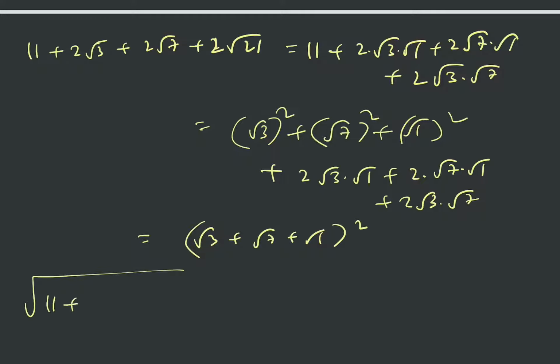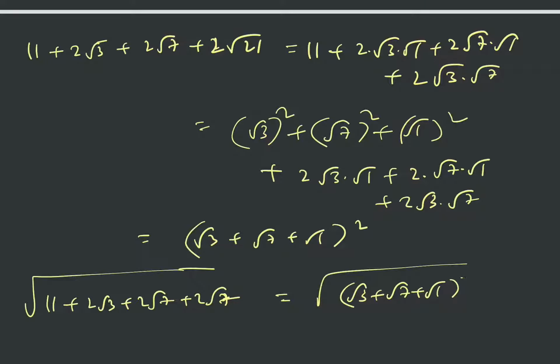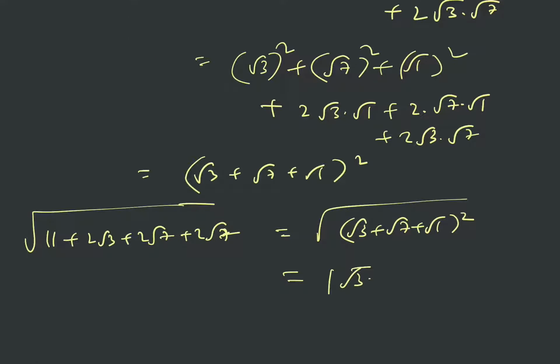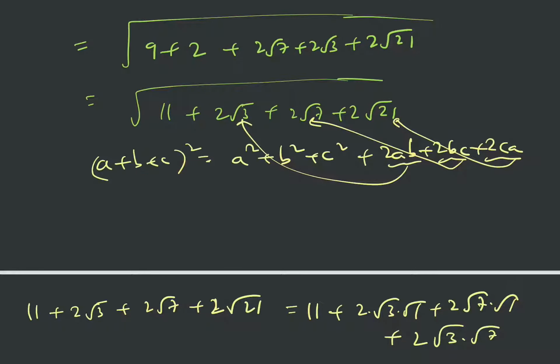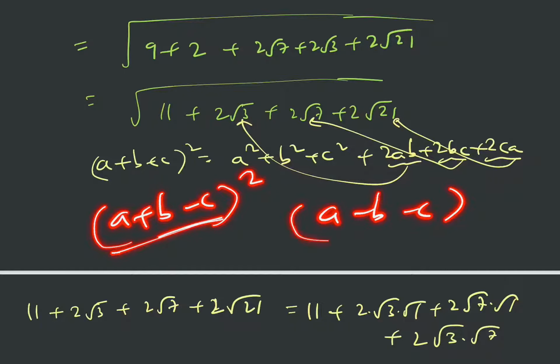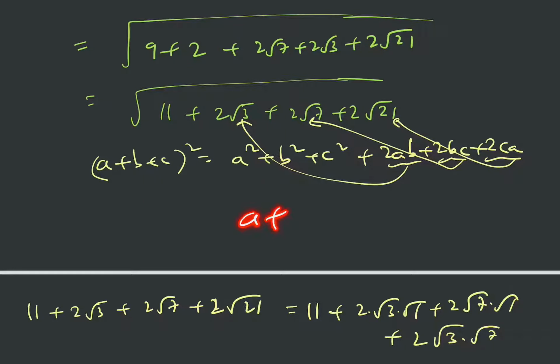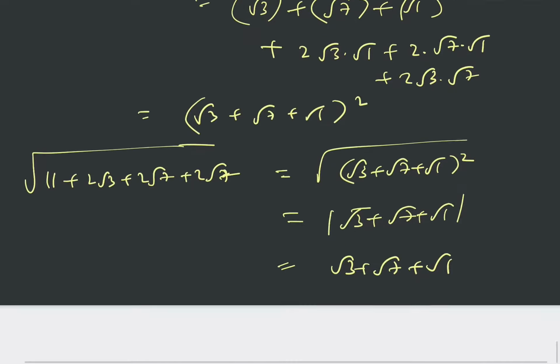So now just taking the under root on both sides, right? If I just take the under root on both sides, then this is root 3 plus root 7 plus root 1 whole square. So this is mod of root 3 plus root 7 plus root 1, and this is positive, so you can write it as root 3 plus root 7 plus root 1, right? So I mean, there are different ways. Sometimes you need to think of a plus b whole square, sometimes a minus b whole square. Here you have seen that we have thought about a plus b plus c whole square. Sometimes you might need to think a minus b minus c whole square, or say a plus b minus c whole square, right?